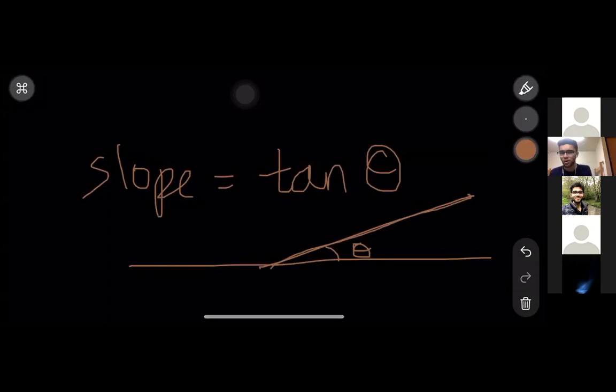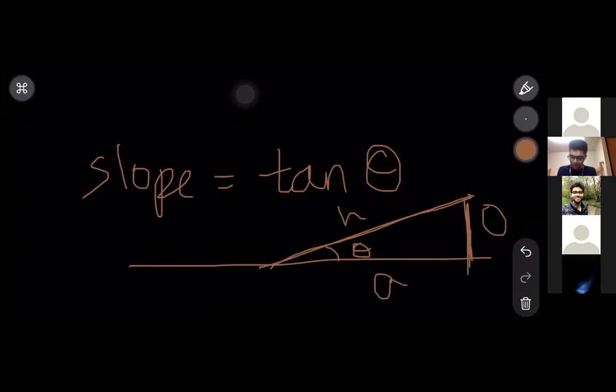For those of you who are not completely remembering that, the tan of an angle is the sine of that angle divided by the cos of that angle. The sine is the opposite side over the hypotenuse, and the cos is the adjacent side over the hypotenuse. So we have our opposite side, we have our adjacent side, and we have our hypotenuse, and we would do opposite over adjacent to get tan. So in this case, the slope of this line is O divided by A. Okay, so that's pretty much straightforward.